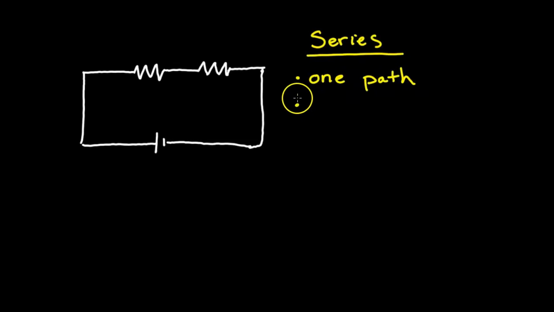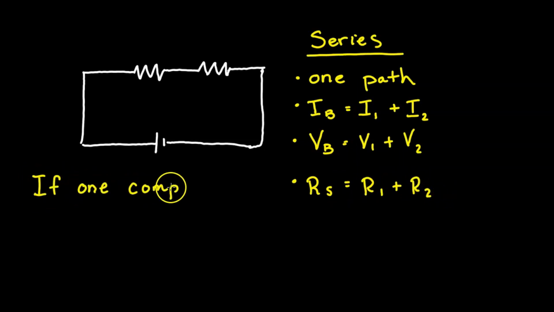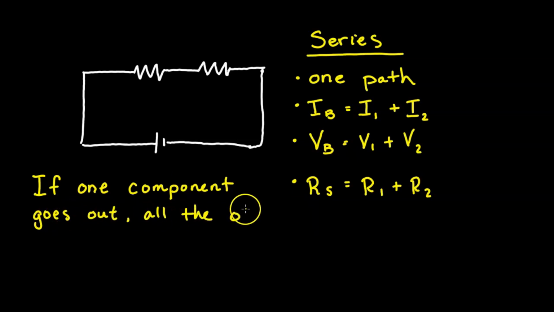The current through the battery is the same as the current through resistor 1 and resistor 2. The voltage across the battery is equal to the sum of the voltage across resistor 1 and resistor 2. The total resistance, also called equivalent resistance, is equal to the sum of the resistance in the resistors. Since there is only one path in a series circuit, if one resistor or component is removed, then all the other components go out because there is now a gap in the circuit.